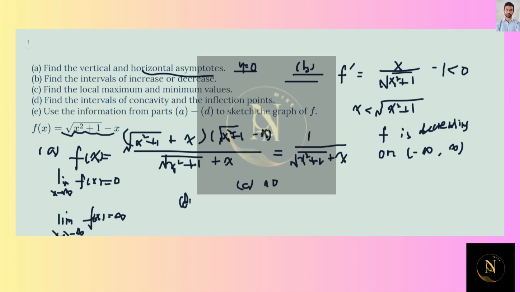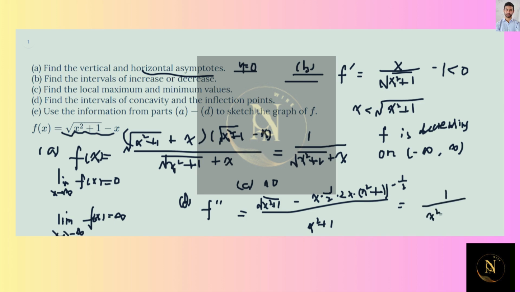Part D. Find the intervals of concavity and the inflection points. So we have the second derivative is equal to the square root of x squared plus 1 minus x times 1/2 times 2x times x squared plus 1 to the power of negative 1/2, over x squared plus 1, which is equal to 1 over x squared plus 1 to the power of 3 over 2, which is always greater than 0.